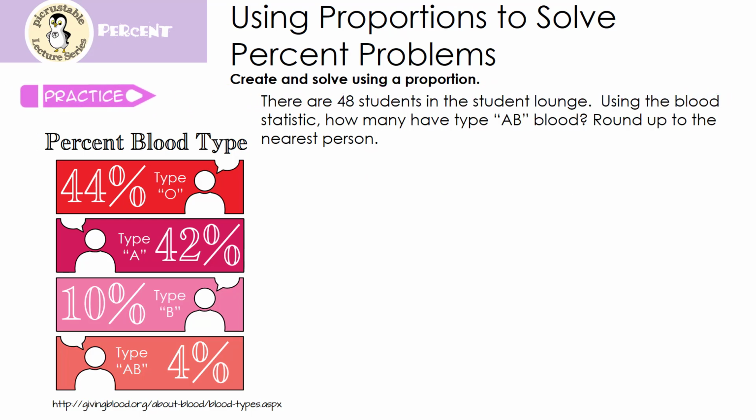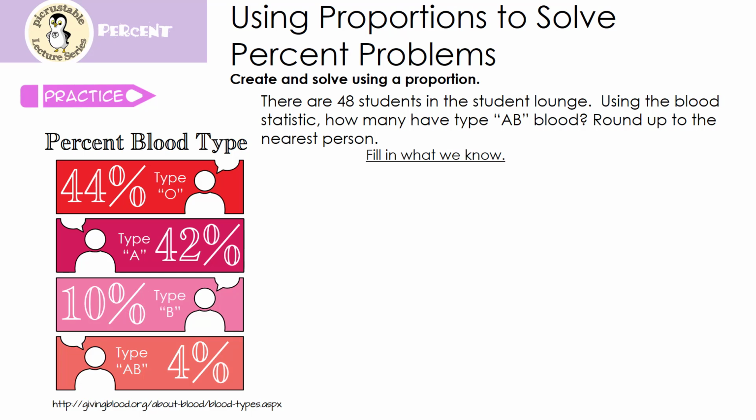This one you're going to try. You're going to pause the video, figure out the answer, and then press play to check. There are 48 students in the student lounge. Using the blood statistic, how many have type AB blood? Round up to the nearest person.